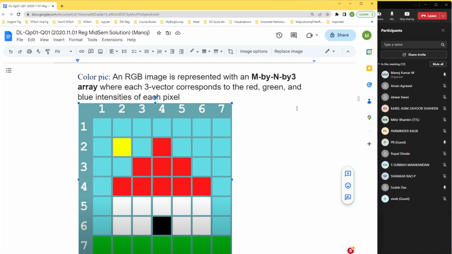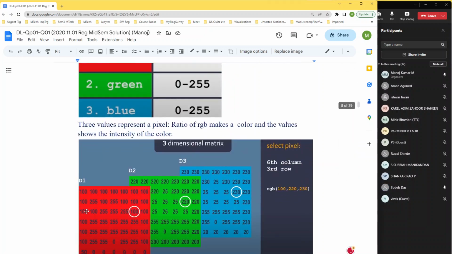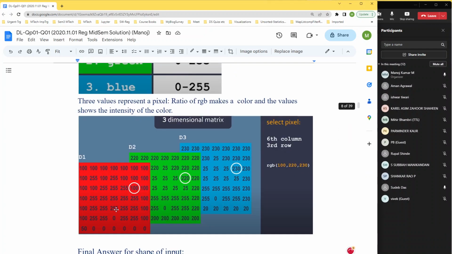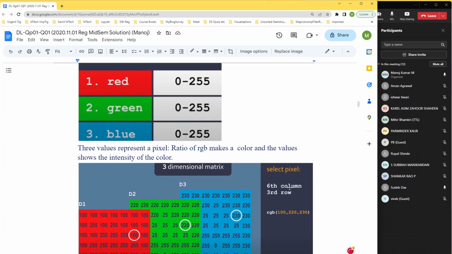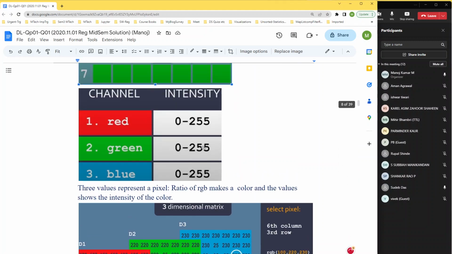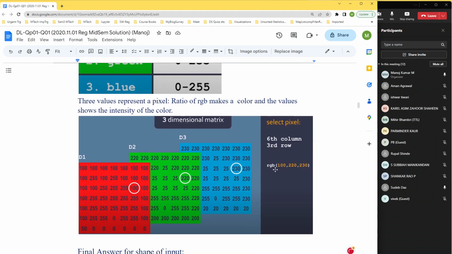So what we are trying to understand here is how the pixel is represented in a matrix. I think everyone understood now how this matrix is created, right? For each pixel here, for example, if it is red, they have taken the sixth column, third row. Let us check it out. Sixth column and the third row, so it should be this one, and it's 100, 200, 100, 220 and 230.